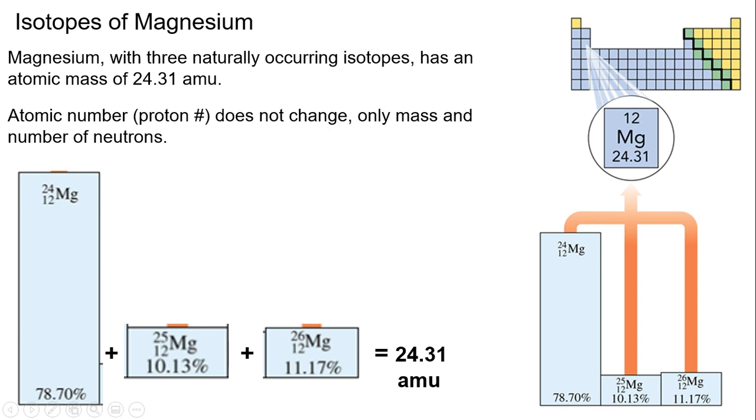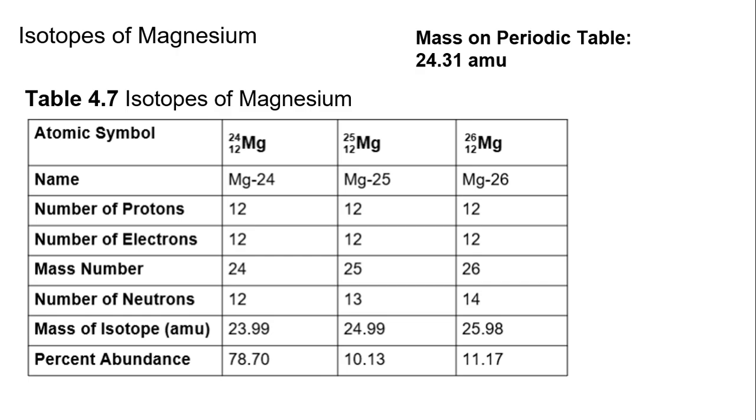But the 0.31 takes into account these, and it's based on the percentage. The bigger the percentage, that's what's going to control what the mass number is on the periodic table. We've got more examples. So here is a breakdown. Again, the mass on the periodic table is 24.31.